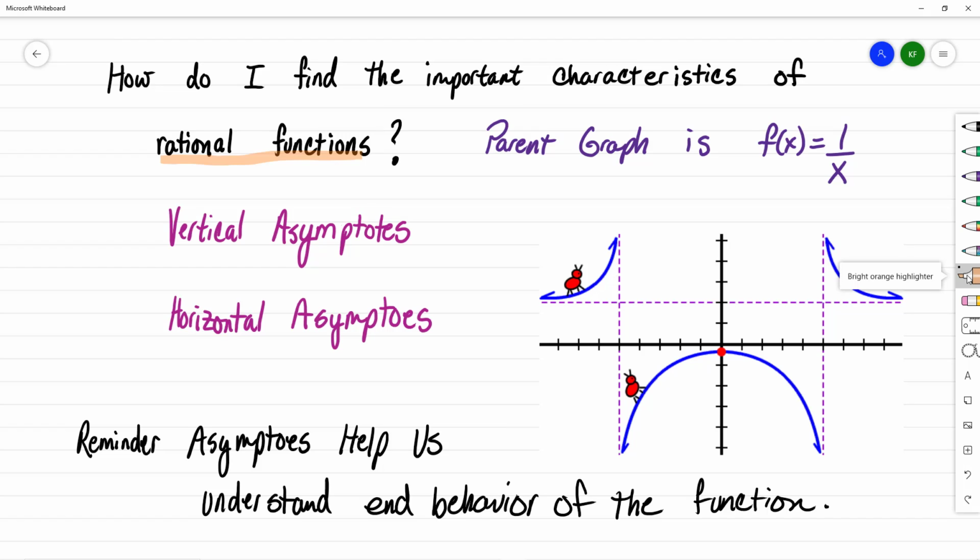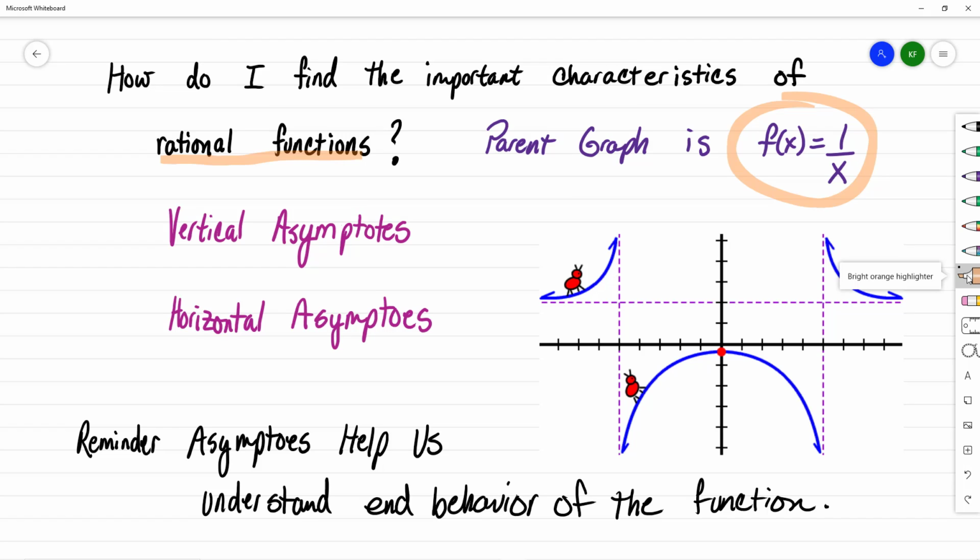Remember, when we're looking at rational functions, most of the graphs are going to mimic characteristics of the parent function f of x equals 1 over x. You will see other graphs in this section that you're working on over the days that do not necessarily look like one of these graphs with asymptotes.